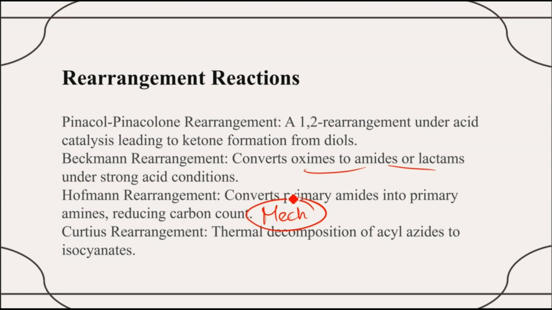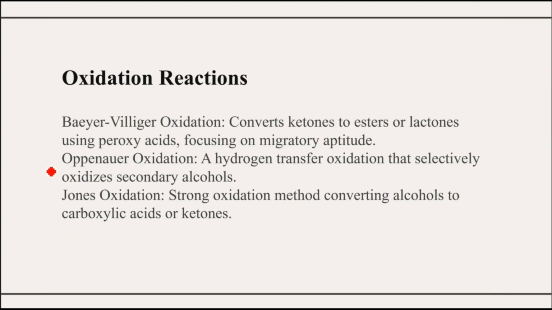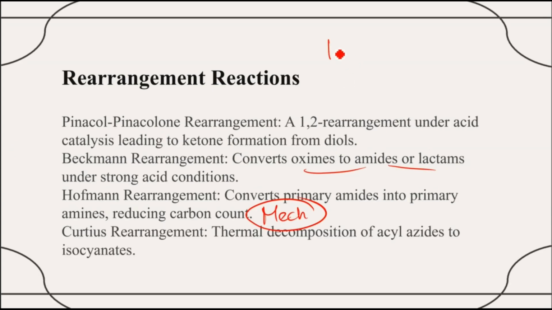Okay, and also Schmidt rearrangement. Okay, that is sorted. Then Curtius rearrangement, where 1,2 rearrangement again happens. The thermal decomposition of acyl azide, the loss of N2 happens over here. Okay, then the Wolff rearrangement is also important, where the loss of nitrogen happens.